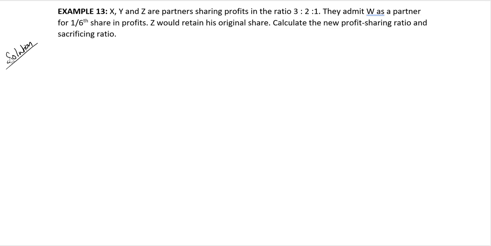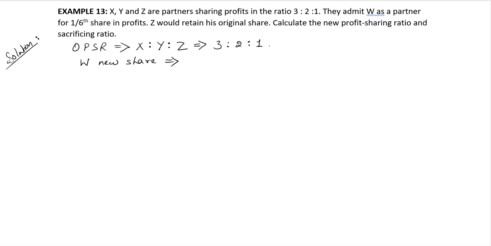Solution. Old profit sharing ratio between X, Y and Z is given in the problem as 3:2:1. W's new share is given as 1/6. It's further given that Z would retain his original share. So the new share of Z would be the same as his old share, which is also 1/6.